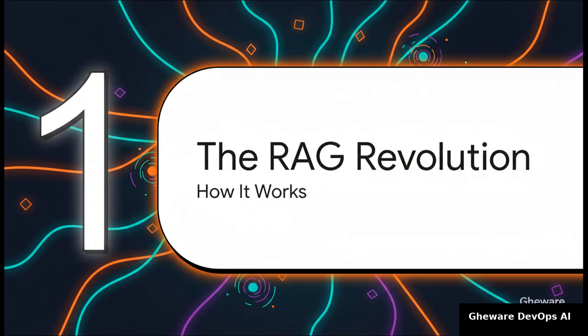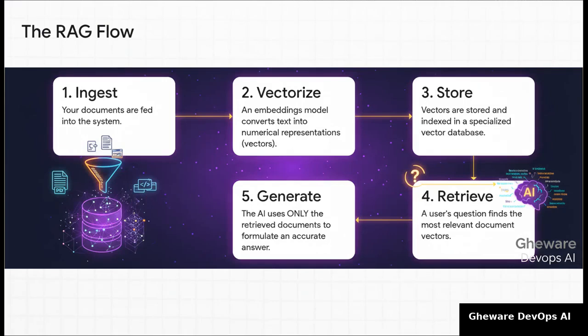So, you're probably wondering, how does this magic trick actually work under the hood? Well, it's surprisingly straightforward. It's basically a 5-step dance. First, we ingest your documents. Then, a special model converts all that text into numbers. We call them vectors that capture the meaning. These vectors get stored in a specialized database. Now, when you ask a question, the system finds the document vectors that are the closest match to your question. And finally, it hands only those specific documents to the AI and says, here, answer the question using only this.